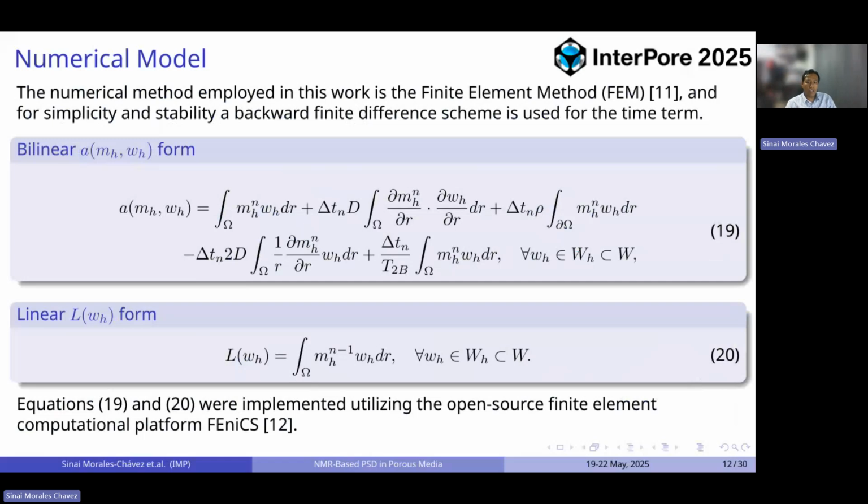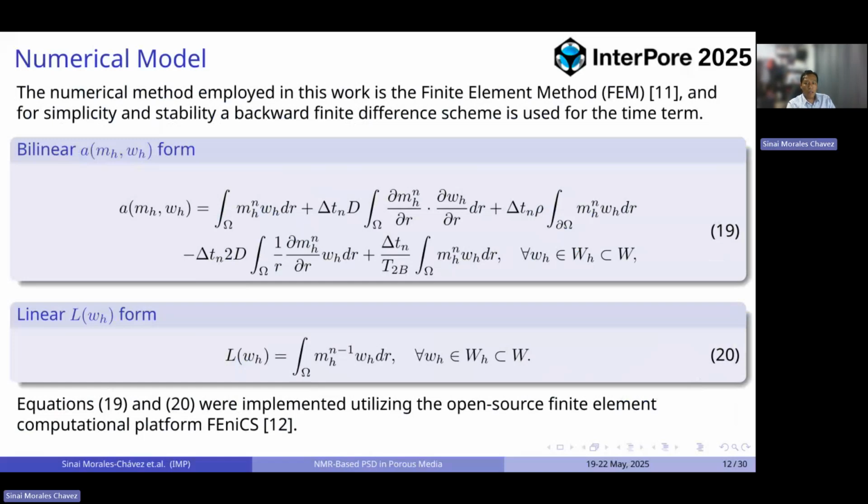This not only captures the essential physics of radial diffusion in pores, but also reduces the number of degrees of freedom in the finite element mesh, leading to a significant reduction in computational cost without compromising accuracy.